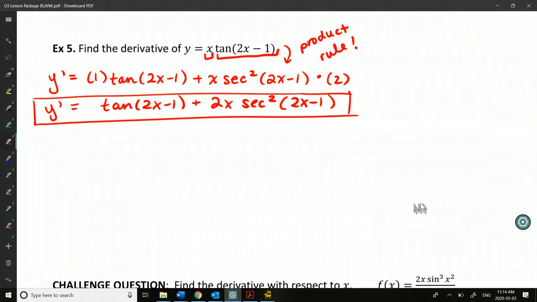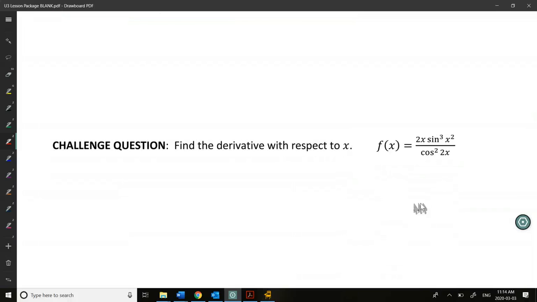Okay, the challenge question, this is just for fun if you want to really challenge yourself. The derivative of this is insane, so it's not part of the lesson, but if you want to try it out, you can. The final answer is posted for you in the lesson solutions. It is very hard, but it's a fun one.